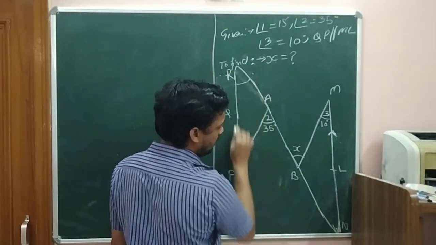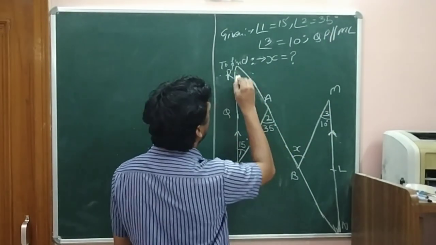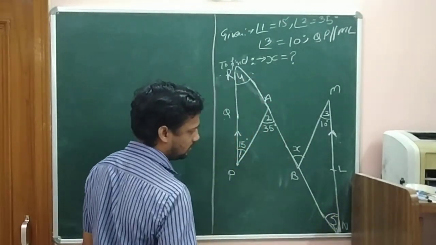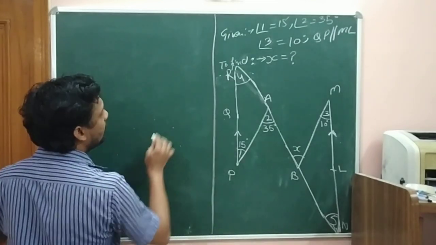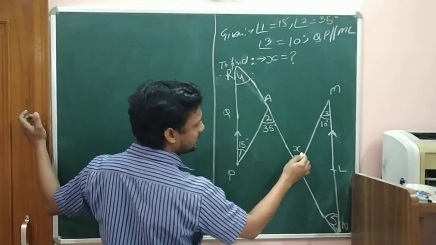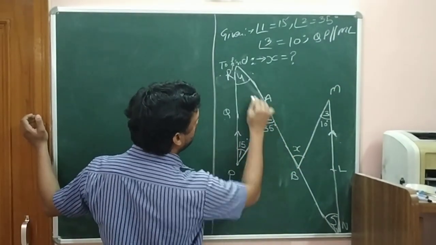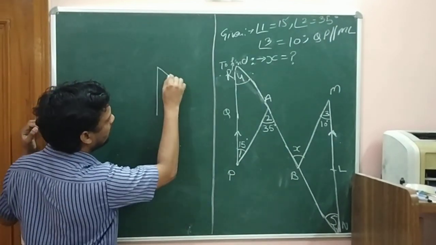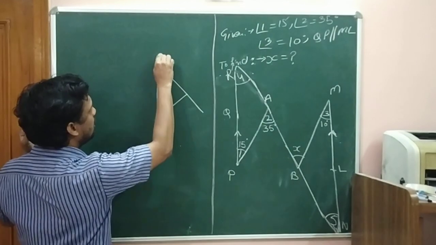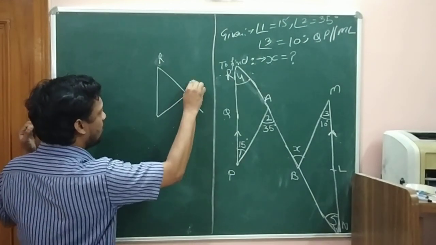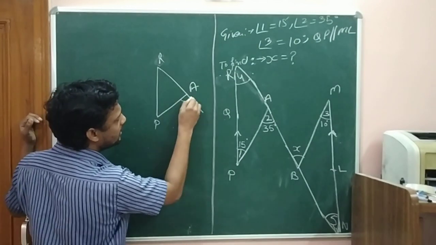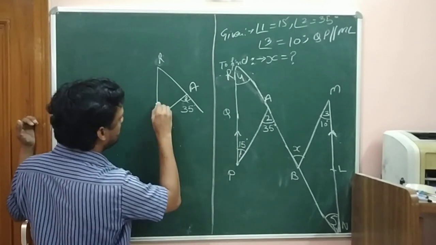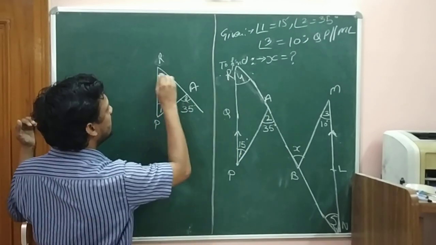Here, let this be angle 1, 2, 3. Let it be angle 4, and let it be angle 5. Clear? Now first of all, we have to find the angle X. First of all, in triangle RAP, this angle is 2, 35 degree. This angle is 1, that is 15 degree. This angle is 4.